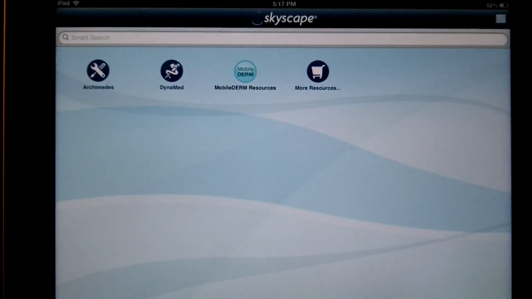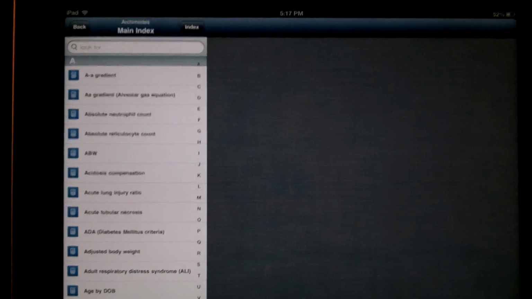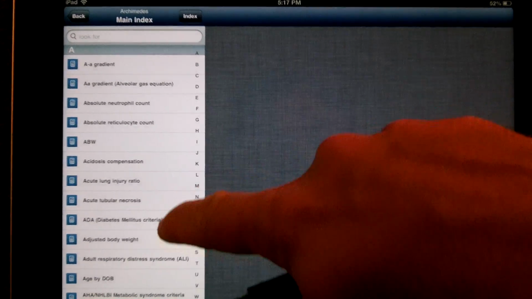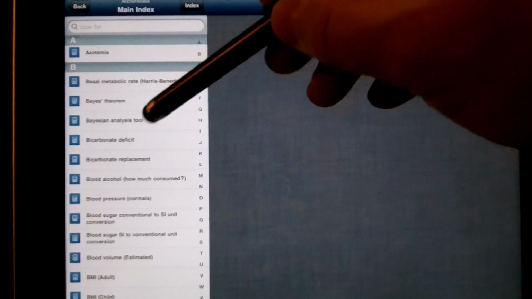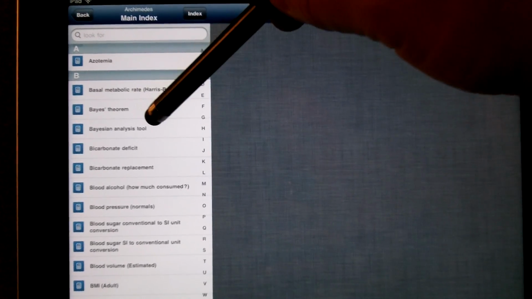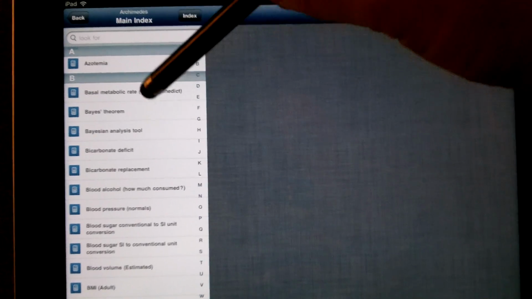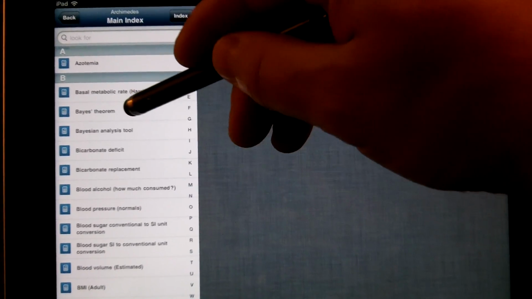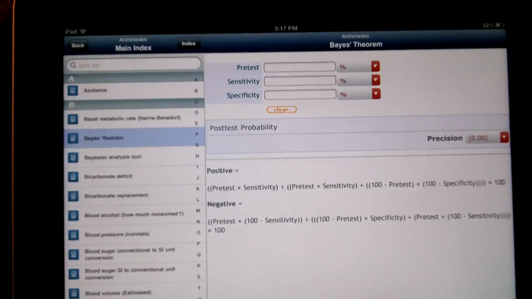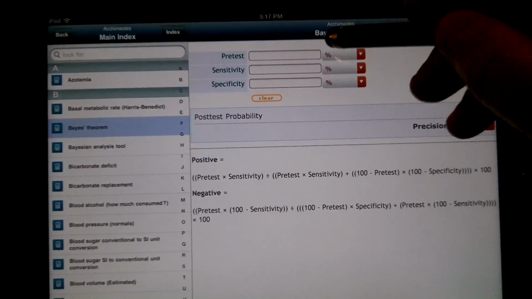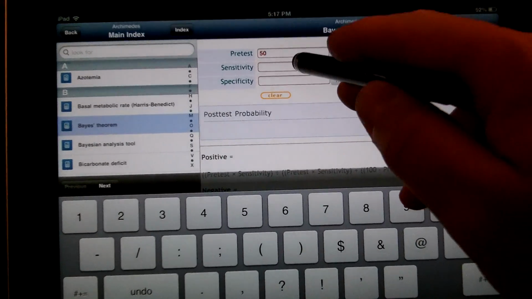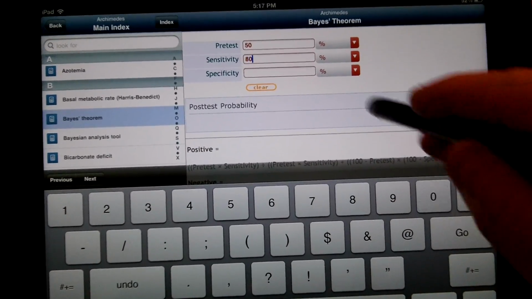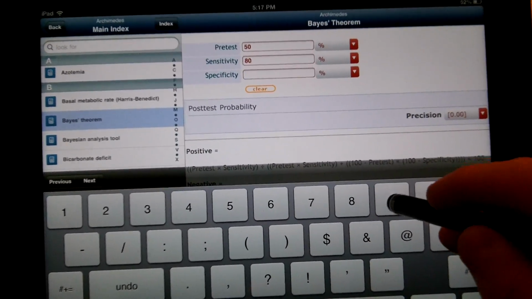In DynaMed on the iPad, the calculators are called Archimedes. I had to learn over time to find the one that's used for post-test probability, and there's two of them. One's called Bayes' theorem, one's called Bayesian analysis tool, and either one will give you the answer that you need. If we look at Bayes' theorem, I just need to type in a pretest probability, a sensitivity, and a specificity.